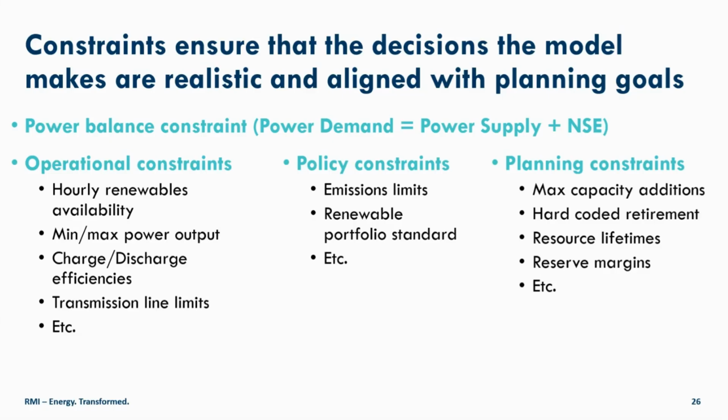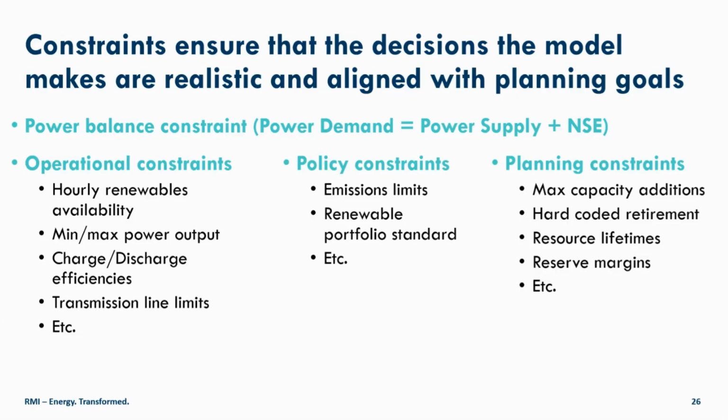Operational constraints deal with how the system is reflecting operations. So those might be hourly renewable availability, minimum and maximum power output for thermal resources, charge and discharge efficiencies for batteries, transmission line limits, and so on. We can also introduce policy constraints like limits on emissions or a renewable portfolio standard.